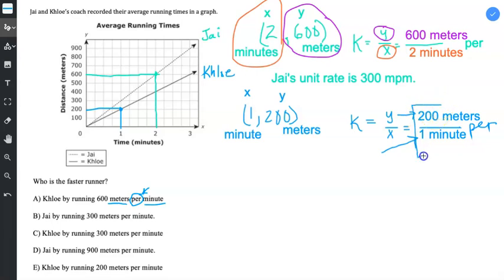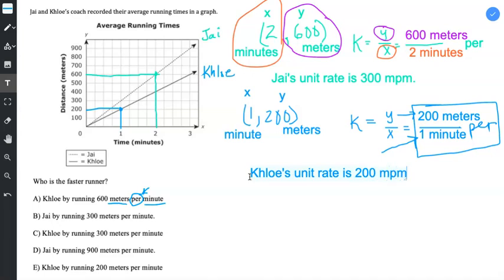This is already in unit rate form, 200 meters per 1 minute. 200 meters per minute. All right, so I'm going to type Khloe's unit rate is 200 meters per minute. Meters per minute. So now I think that I'm ready to read the question again and the answer choices. Who is the faster runner?